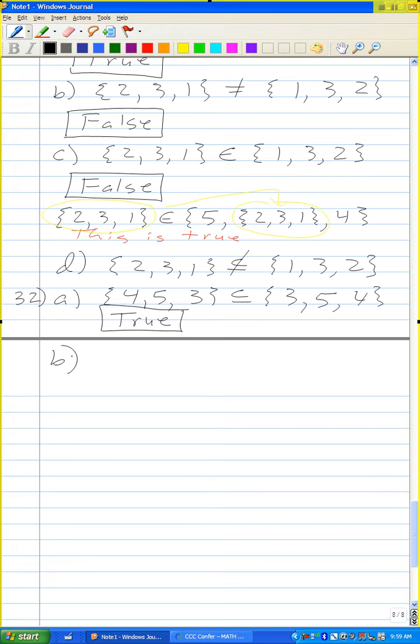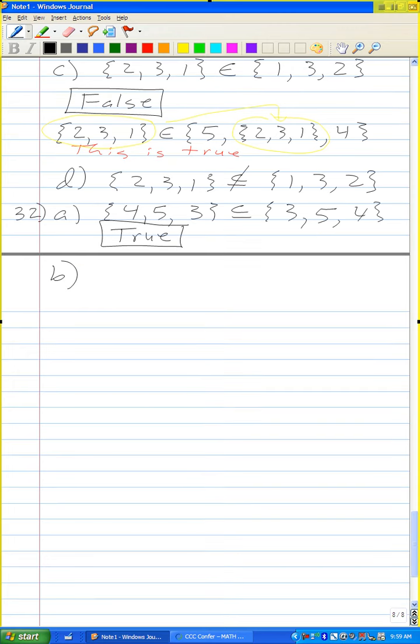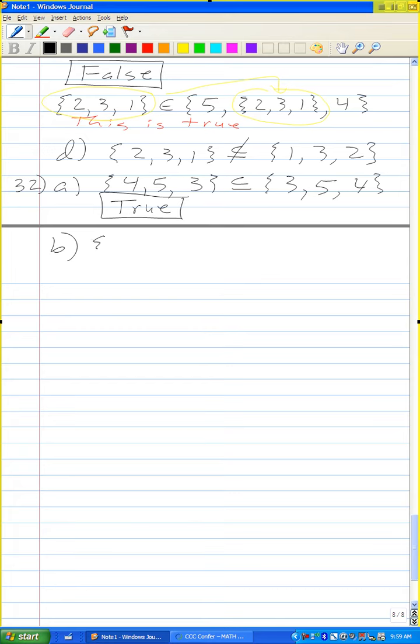B. Is {4, 5, 3} not equal to {3, 5, 4}? Well, the set containing the members 4, 5, 3 is the same as the set containing the members 3, 5, 4. So they're equal. So not equal is a false statement.